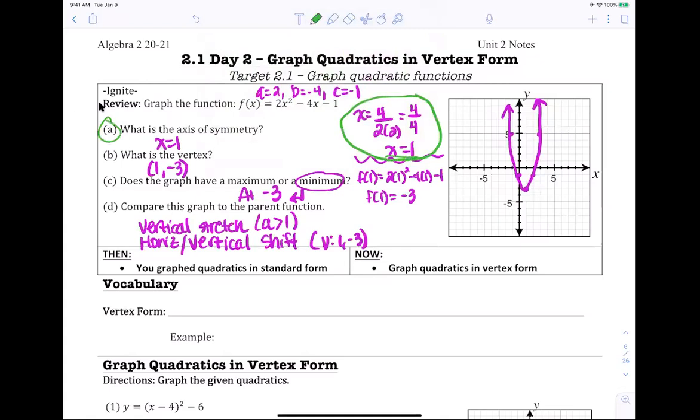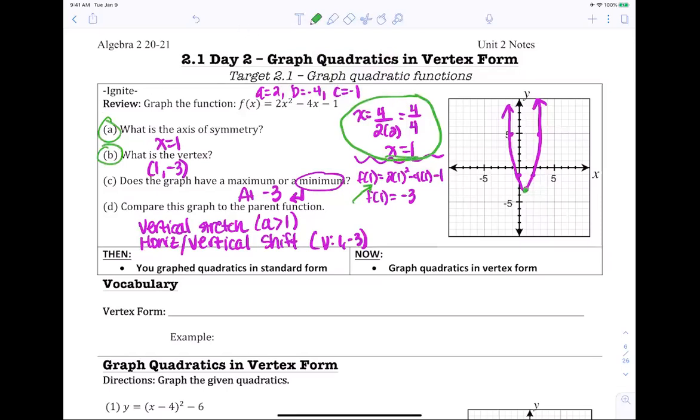And then to find the vertex, we take the axis of symmetry and we plug it into the function. We plug a 1 in for every x in the function, and then we simplify. So if you take 2 times 1 squared minus 4 times 1 minus 1, you get your final answer of negative 3, which means our vertex is now at 1, negative 3. So that actually was the first point that I plotted.